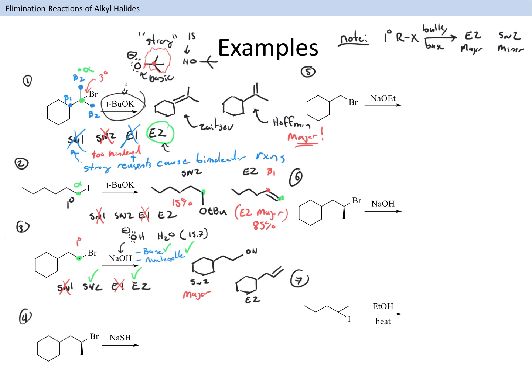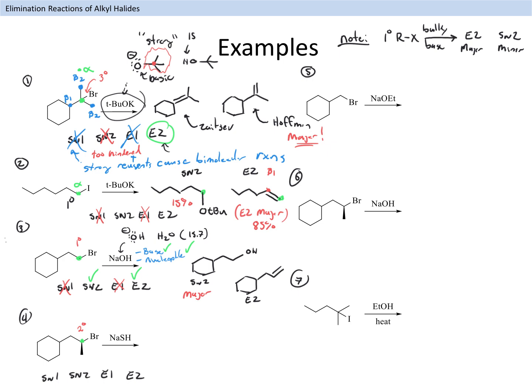Let's go to the fourth example. Here we see a secondary alkyl halide reacting with sodium hydrosulfide. Secondary alkyl halides do not have the same limitations as primary and tertiary alkyl halides. They can undergo unimolecular reactions that require the formation of a carbocation, and they are not so sterically hindered to prevent substitution reactions from taking place. For this reason, we cannot eliminate any of the 4 pathways based on the substrate structure.